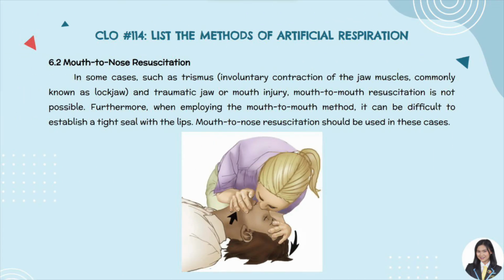The second method is the mouth-to-nose resuscitation. Mouth-to-mouth ventilation cannot be performed in some situations. These include trismus, which is the involuntary contraction of the jaw muscles, also known as locked jaw, and traumatic jaw or mouth injury. Also, sometimes it is difficult to maintain a tight seal with the lips using the mouth-to-mouth method. In these situations, mouth-to-nose ventilation should be used.